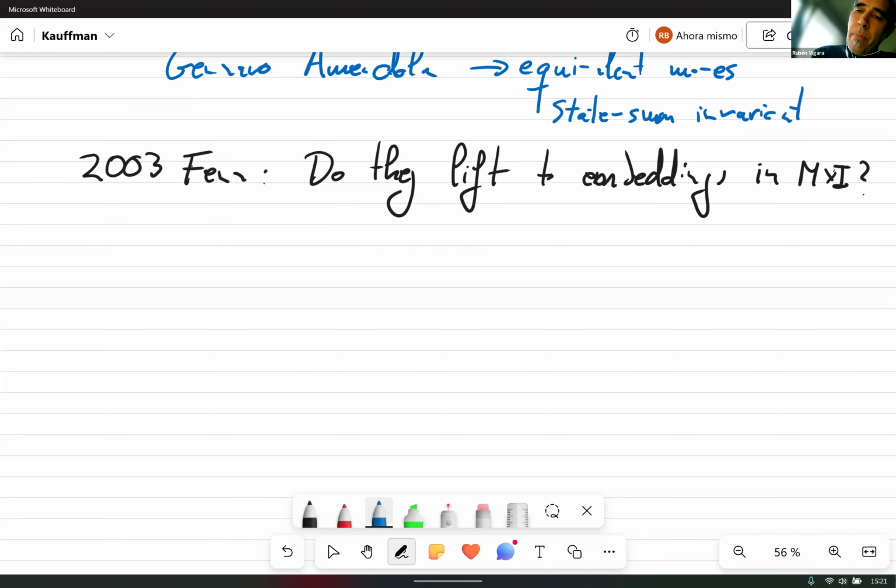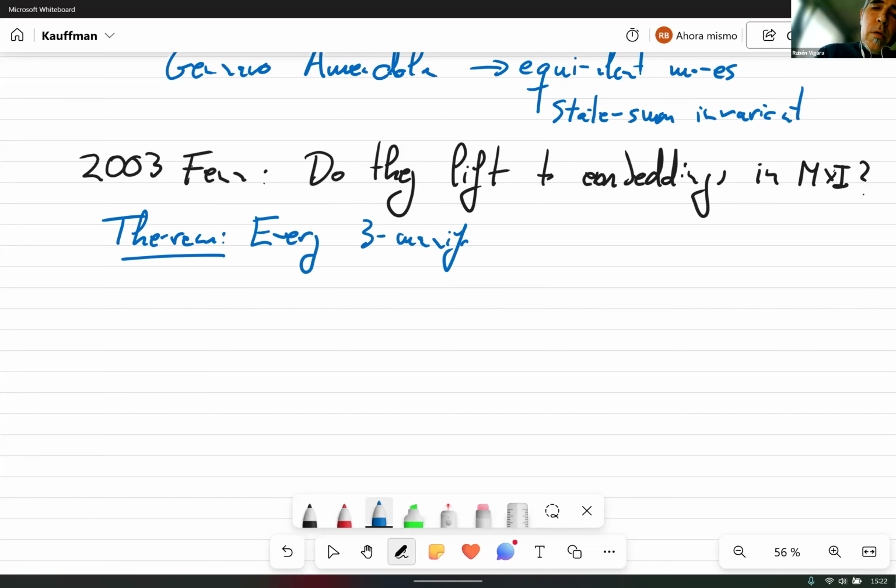So the answer is that sometimes they do and sometimes they don't. So we have the following theorem inspired by Fenn's question. Theorem. Every three manifold has liftable and non-liftable filling dense spheres.